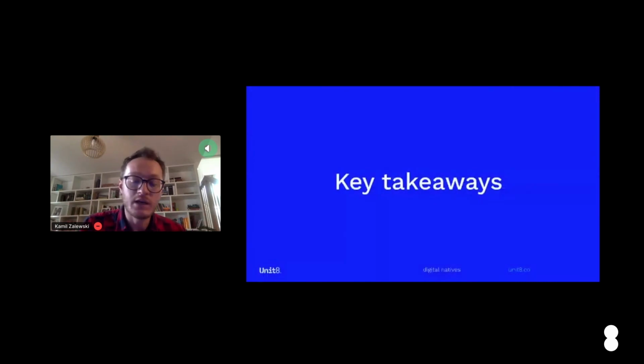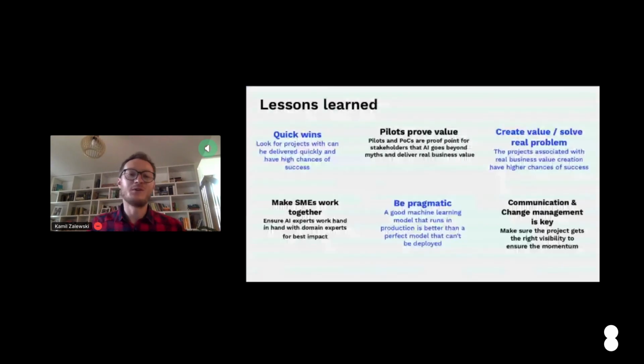So some key takeaways, right? What have we learned while working on more than 40 projects like that? And first of all, seeing is believing. So if you actually have ideas for projects that can be potential quick wins, meaning they have a relatively low to medium effort and can deliver on the value, this is where you want to get started.